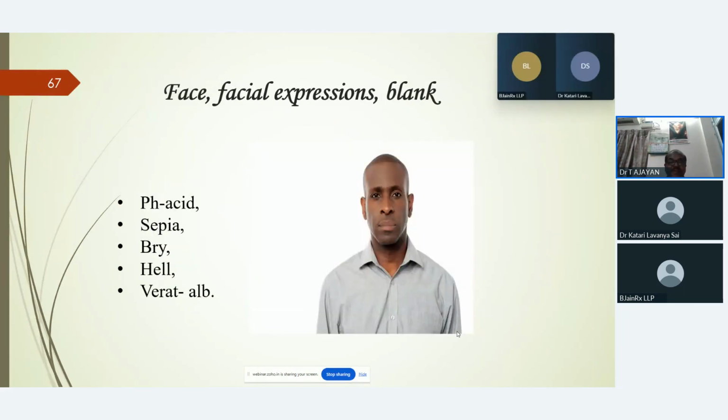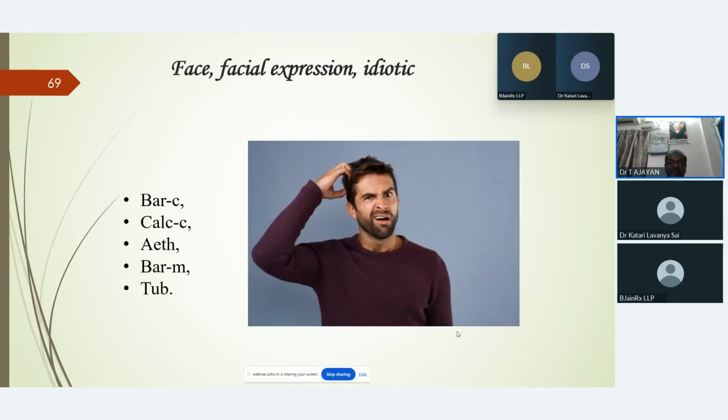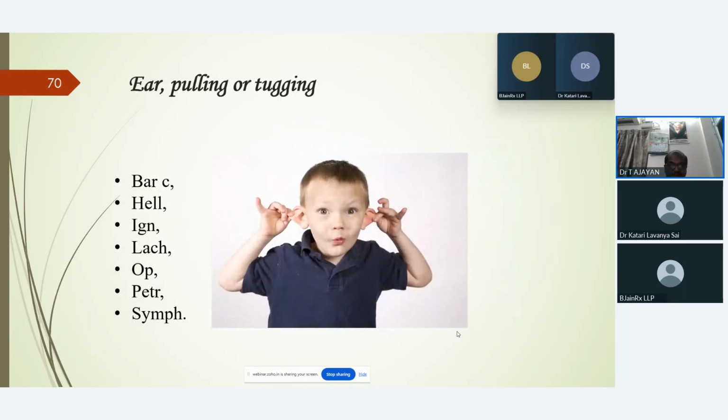Then facial expression blank, always. The drugs like Phosphoric acid, Sepia, Helleborus, Veratrum album, etc. Then look here, the face of this lady, the facial expression, frowning disposition. Look at the frontal area, the forehead, always frowning. Lycopodium, Nux vomica, Chamomilla, Graphites, and Natrum muriaticum. The face of this young man, facial expression, idiotic: Baryta carb, Calcarea carb, Tuberculinum, always pulling or tugging.